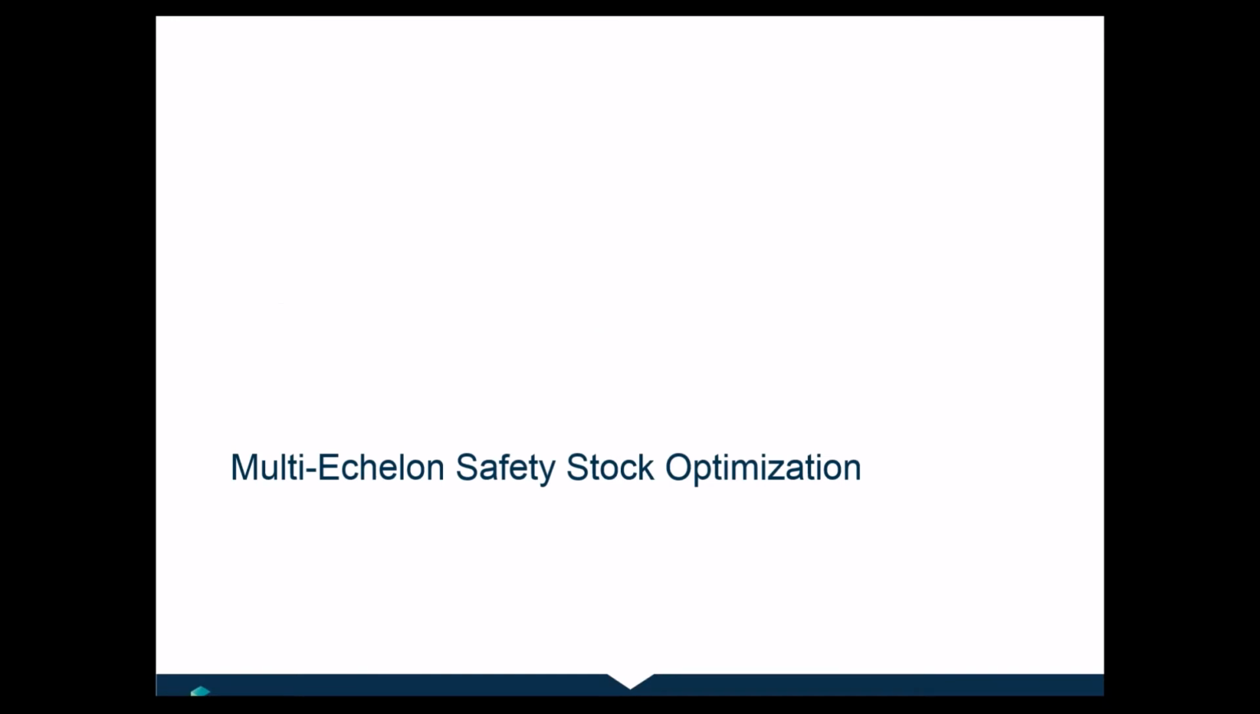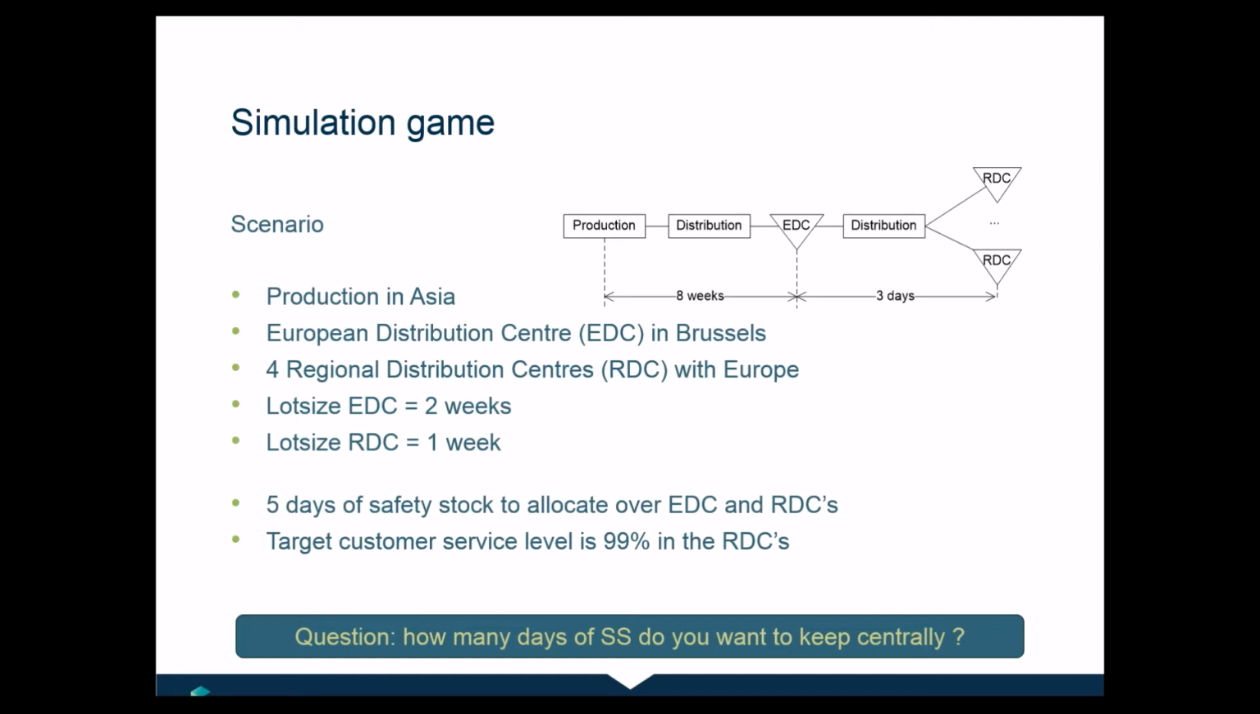Let's start with the safety stock optimization. An example I typically use, and we will play a little game here, and I will ask Cedric to help me, is this simulation game. It takes a quite typical supply chain, where I have production in Asia, I import the goods into Europe, and Europe could as well be the US. I import them into a central distribution center, which is called the European Distribution Center, or the EDC, which is somewhere centrally located in Europe, which could be Brussels. And then I have 4 regional distribution centers, RDCs, which are being replenished from the EDC. So that's also what you see here. So I import into the EDC, and the EDC replenishes the 4 regional DCs.